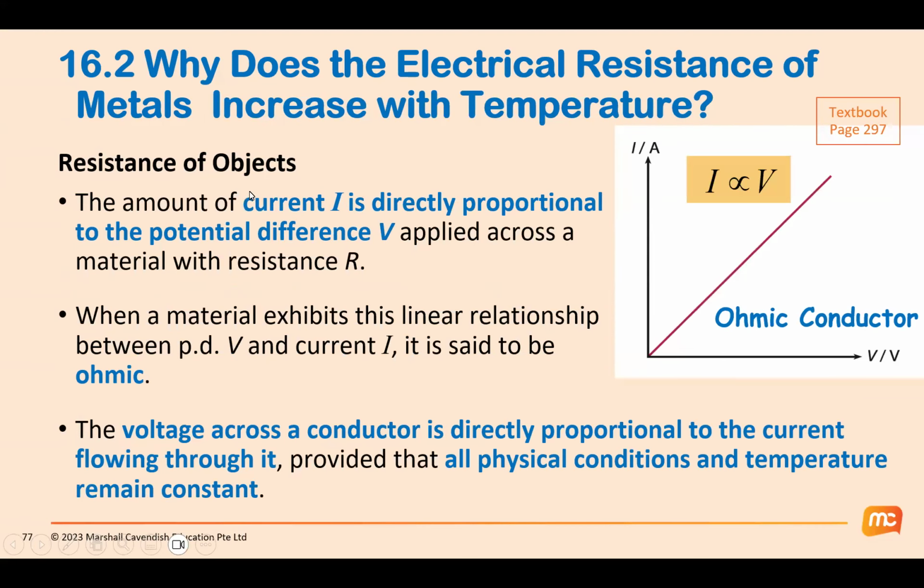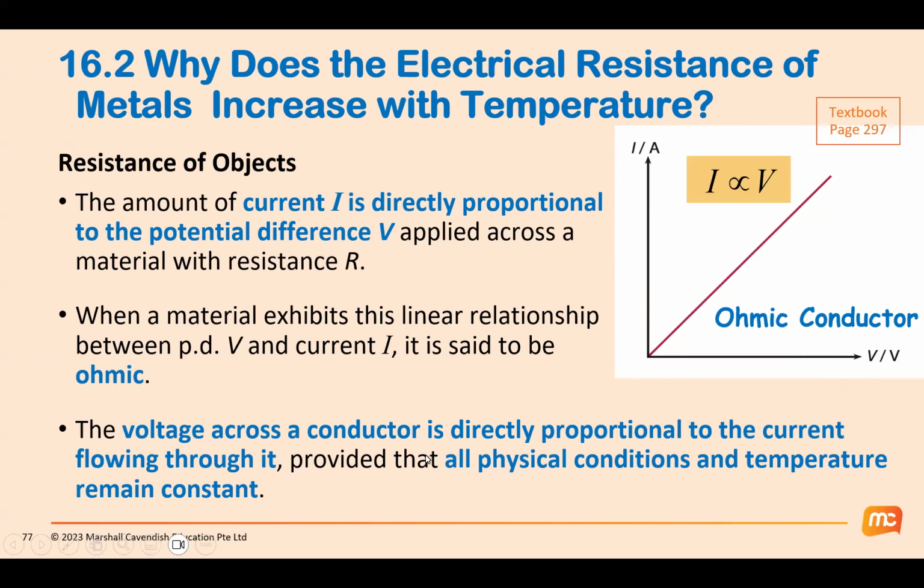For ohmic conductors, usually metals, we call them ohmic conductors because the amount of current I is directly proportional to the potential difference V across it. In mathematics, I is directly proportional to V. If we plot a graph of I against V, it should be a straight line and pass through the origin. Things that obey this equation or exhibit this linear relationship, we say it is an ohmic conductor. We say it is ohmic.